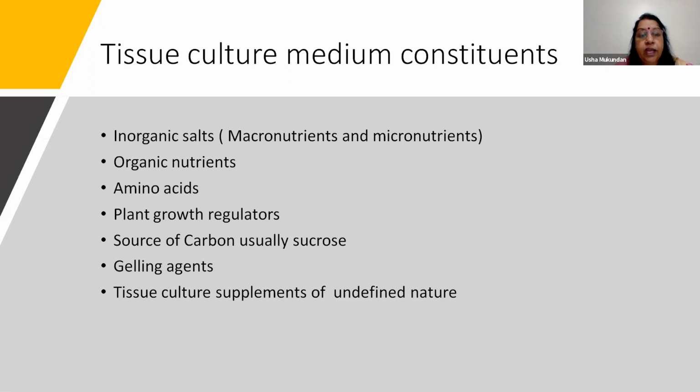Inorganic salts. Then organic nutrients, amino acids, very, very important plant growth regulators. The source of carbon, which is usually sucrose, but other carbon sources like glucose and fructose have also been used. Gelling agents, normally it is agar, but to cut on cost, people have also used other gelling agents like starch from any plant material, or a polysaccharide which is of lower cost. Then you have tissue culture supplements of undefined nature, one I already mentioned, coconut water.